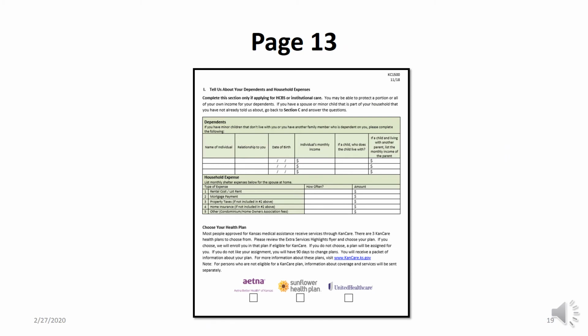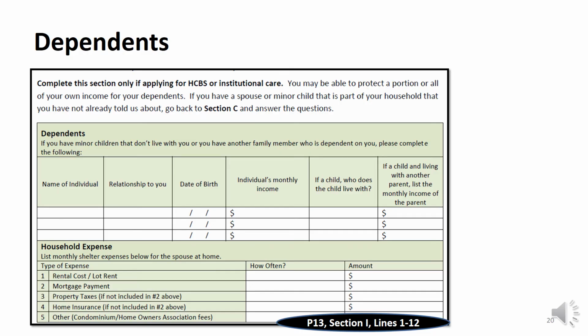Page 13. The dependent section of the application. Please complete this section if the applicant is applying for one of the long-term care programs. So either nursing facility or other long-term care facility, HCBS, so that could also include assisted living facility, and also PACE.